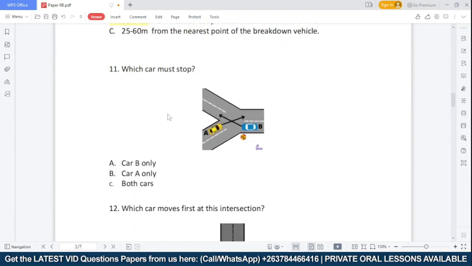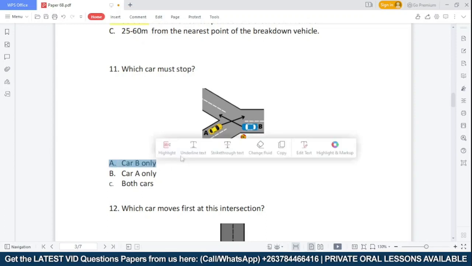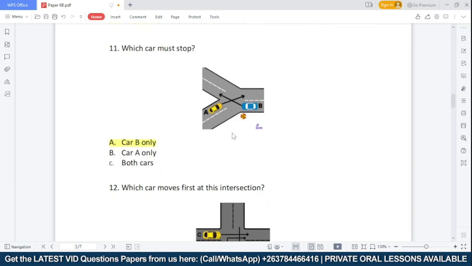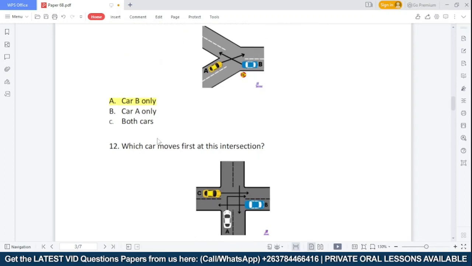So we have two cars here, car A and car B, right? As you can see, car B is facing a restriction sign, that's a giveaway sign. So definitely car B, we have to stop. So which car must stop? It's car B only. So the correct answer is A. Car A only is wrong, and both cars is also wrong. So the correct answer for number 11 is A, which is car B only.